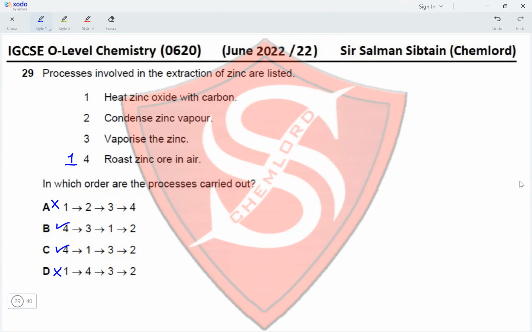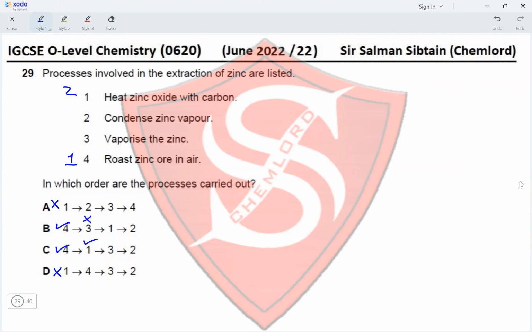Next we would convert zinc oxide to zinc by reacting it with carbon. When we react it with carbon, zinc would remain and carbon monoxide and carbon dioxide would form. So step 1 becomes the second step. Between B and C, B has step 3 as the second step and C has step 1 as the second step. So C is the correct answer.